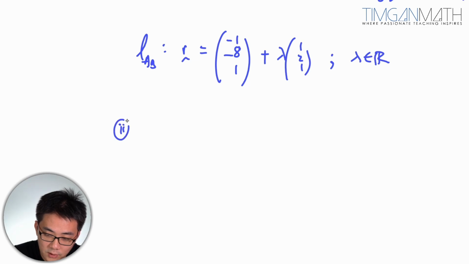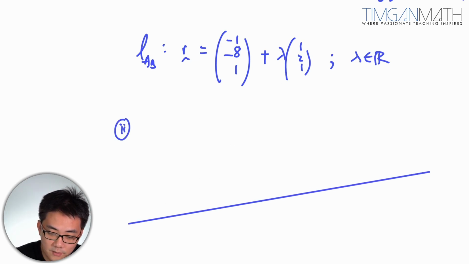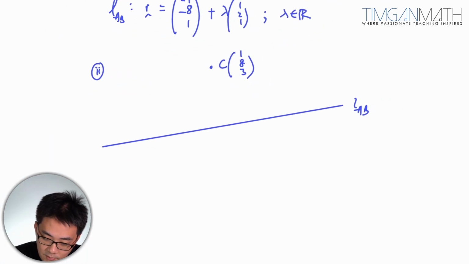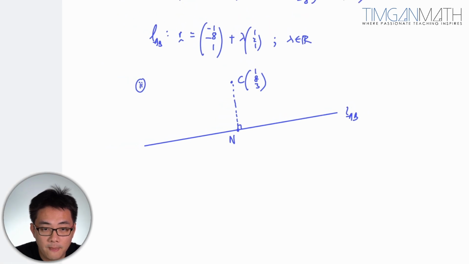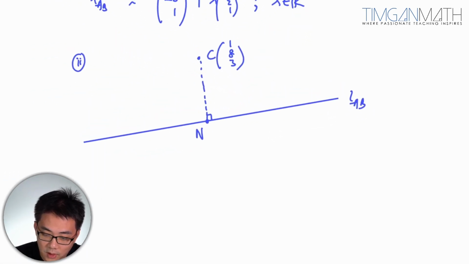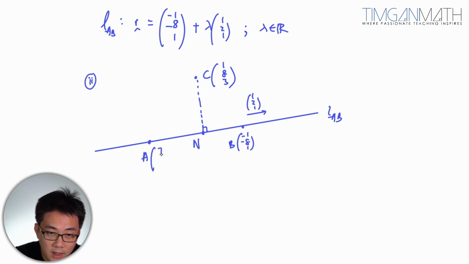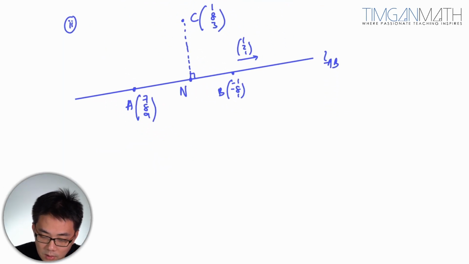So draw it out. Let's say this is line AB. The perpendicular from C, which is (1, 8, 3), will cut the line and touch N. Find the position of N first. I think that's pretty okay because we have already found the line equation here. This is B, with direction (1, 2, 1). I'm not sure what my A is, so I'm just going to label A here. It's okay.